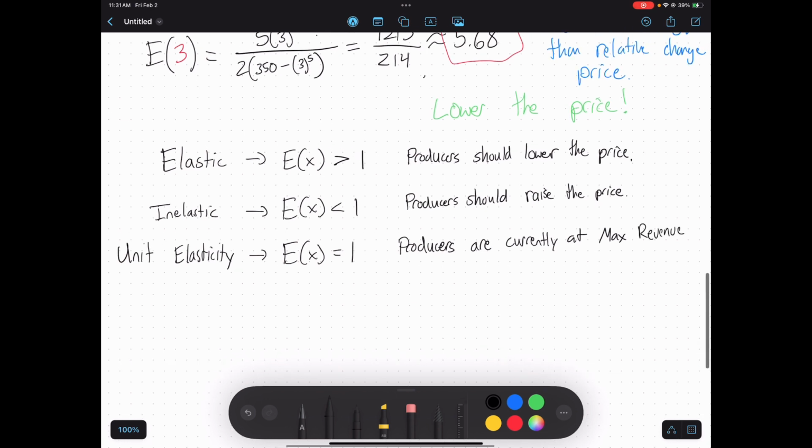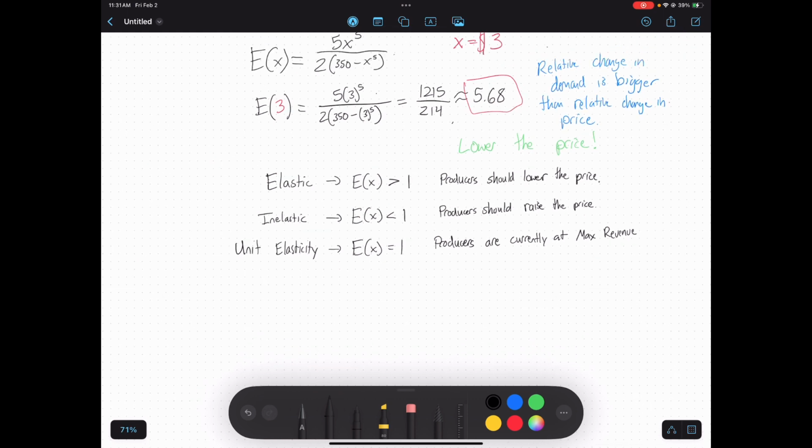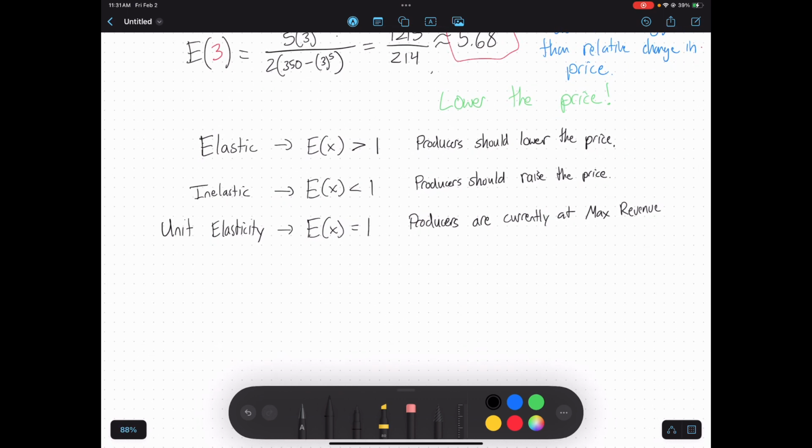And we shouldn't change the price at all. Don't change the price at all if you're at max revenue. If it ain't broke, don't fix it.